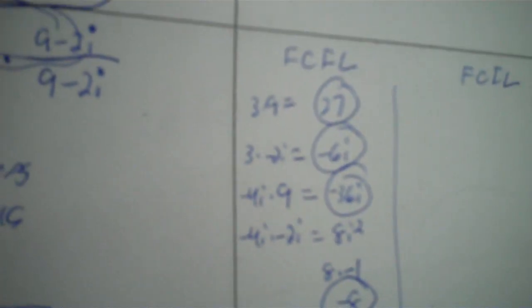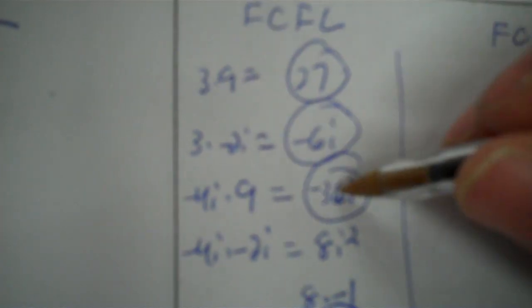Now we have a real number. Okay, so the real numbers, you got 27 and negative 8. That's going to make 19. The imaginaries, you add the negative 6 and the negative 36, it's negative 42. So 19 plus negative 42i.